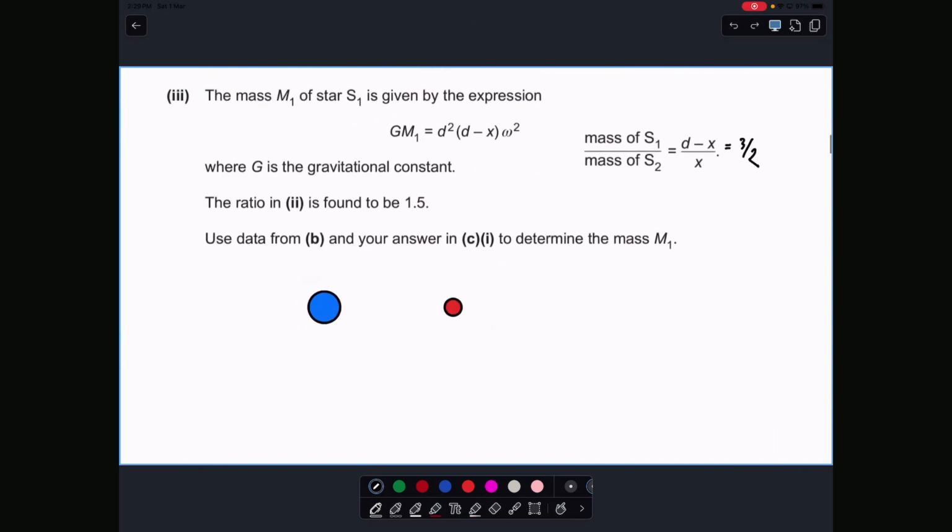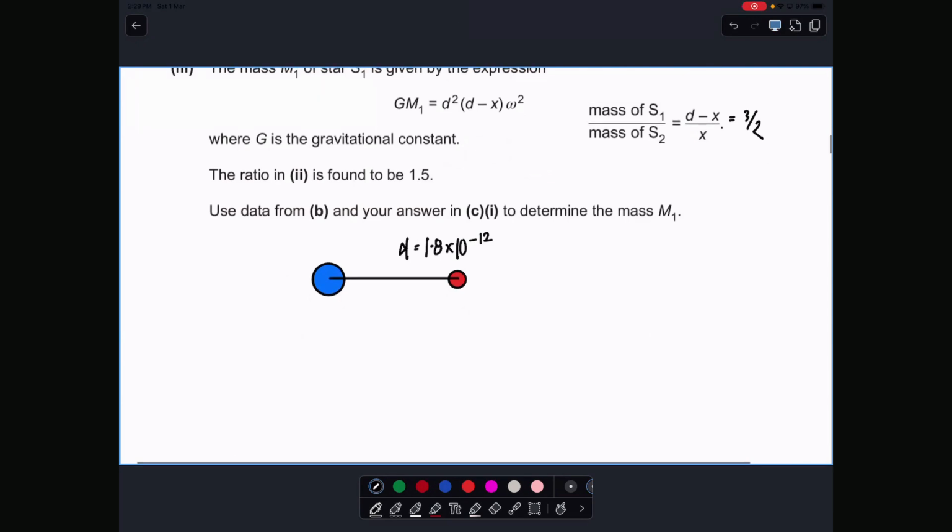So here the separation between the two masses is D, and what is D? 1.8 into 10 to the power 12 meters. What do I need? I need x. So first I have to find x. How do you find x? 1.8 into 10 to the power 12 minus x divided by x equals how much? 3/2. From here you will get the value of x. If anyone has done it, you can tell me. 10 to the power 11.